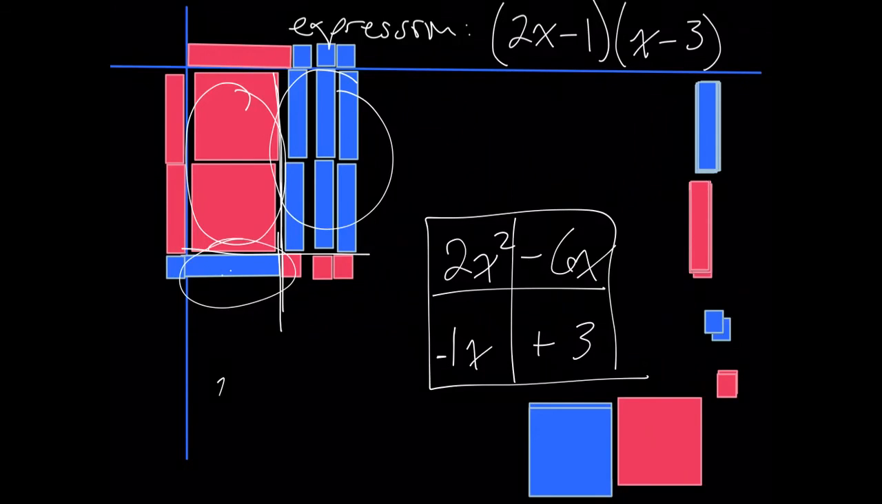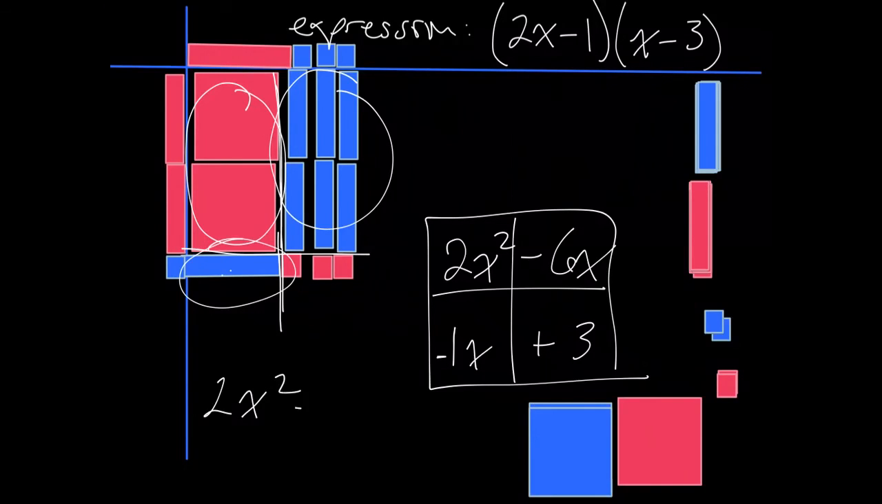So I write it out: 2x squared minus 6x minus 1x plus 3. And the final step I do now is I need to simplify that. So that equals 2x squared minus 7x plus 3.